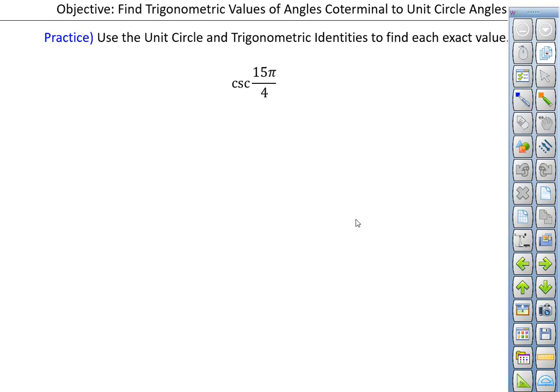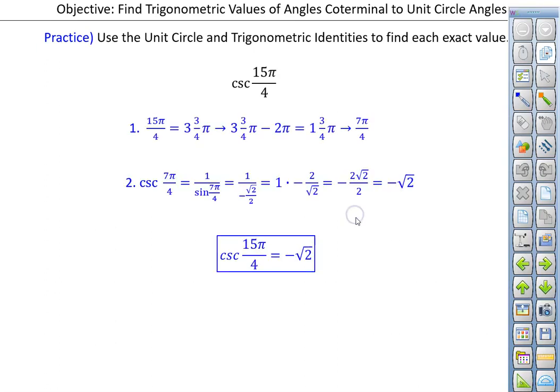All right, let's take a look at the value for our cosecant of 15 pi/4. Sorry, that's 15 pi/4. So that would be 3 3/4 pi minus 2 pi, which gives us 1 3/4 pi, which is 7 pi/4. So now we're looking at the cosecant of 7 pi/4.